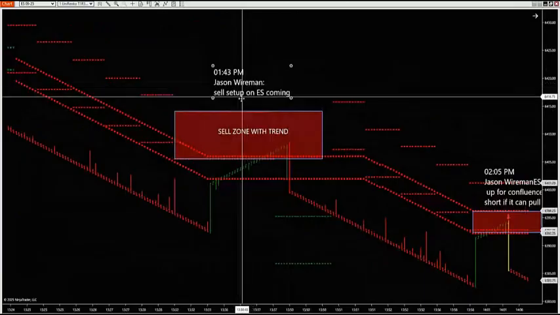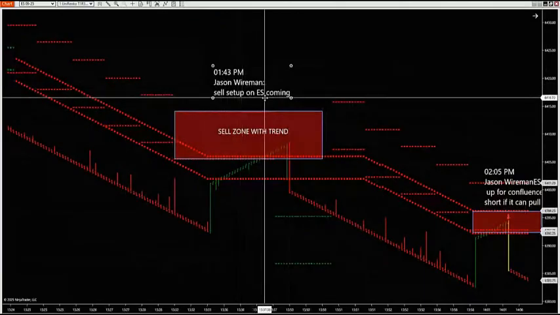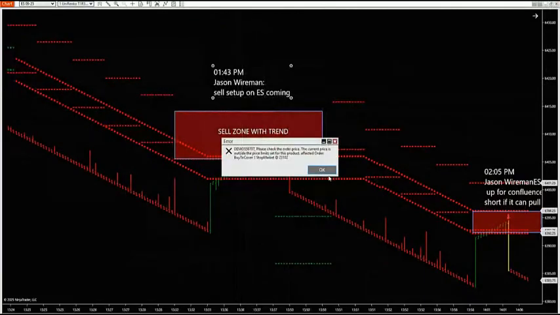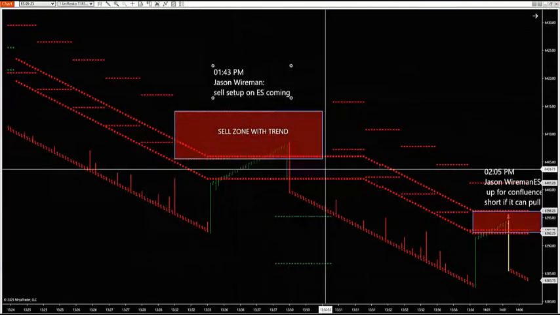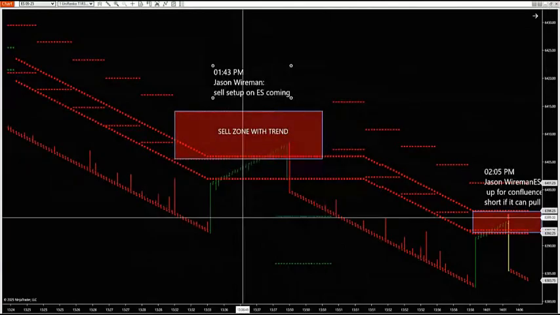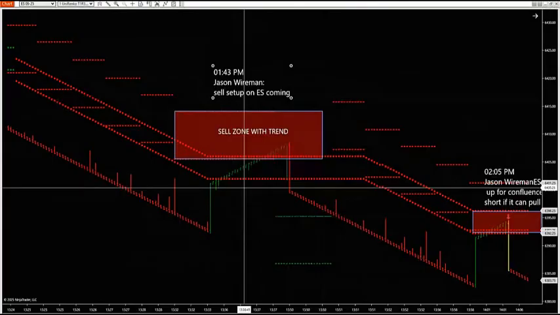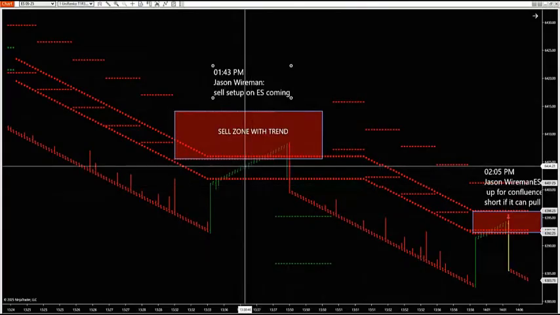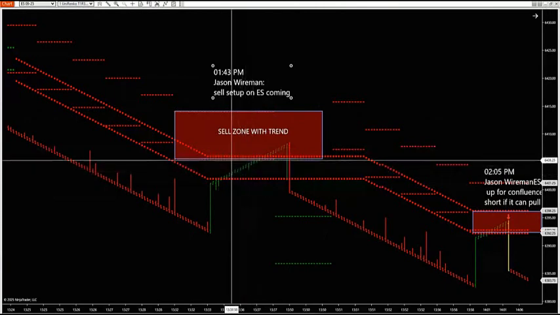I said at 1:43, sell setup on ES coming. What I saw was here. Let me turn this off 1 second. The news just came out, guys. 1 second. So I saw that we're coming into it. We'll let the news settle down for 5 minutes, and we'll start stalking some trades.